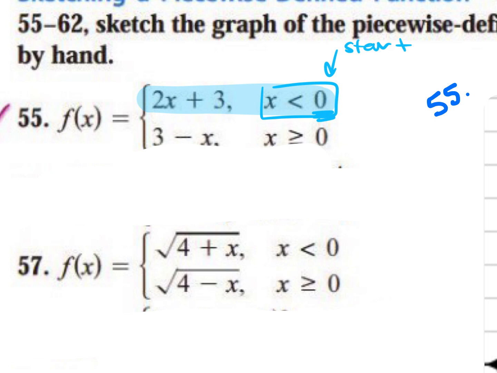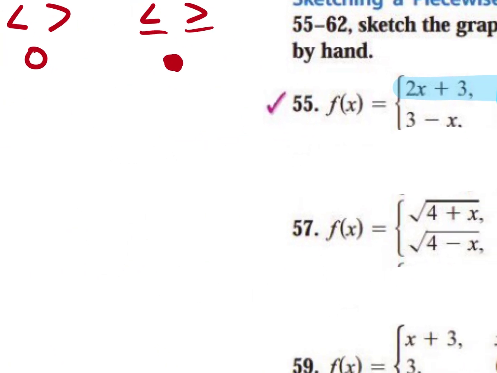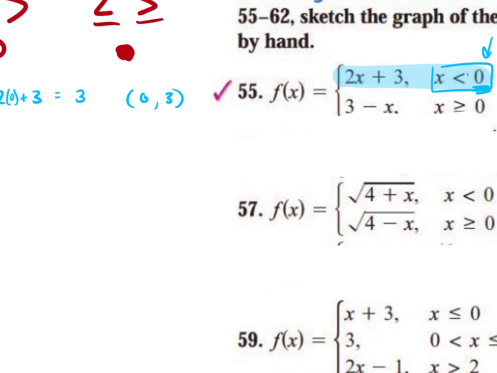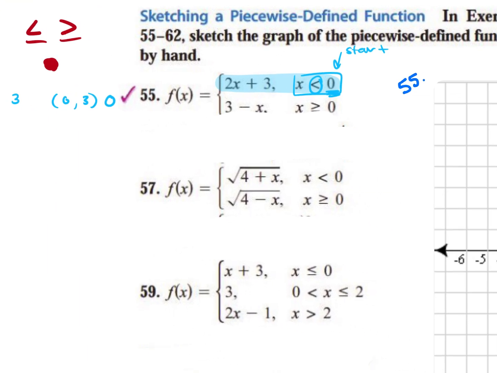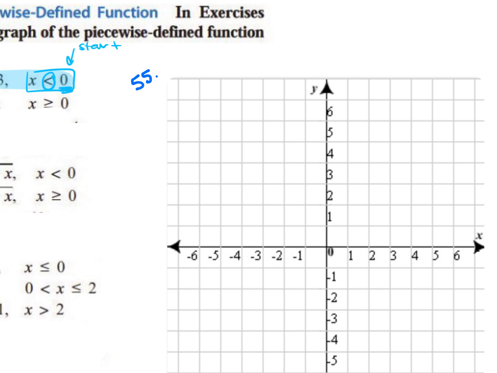So we're going to plug that in to find what our y value is. I'll do it on the side over here so we have more room. 2x plus 3, I'm plugging in 0. So 2 times 0 plus 3 would be 3. So my point here, I plugged in 0 for x and got 3 for the y. So my point's going to be at (0, 3). Since it's just a less than sign, is it going to be an open or closed circle at this point? Open circle. So we put an open circle at (0, 3). We're going to stay at 0, go up 3, and put an open circle there.